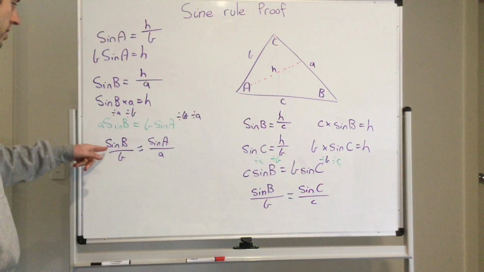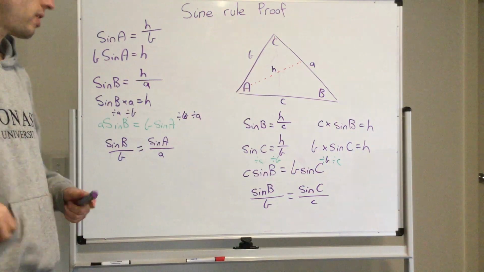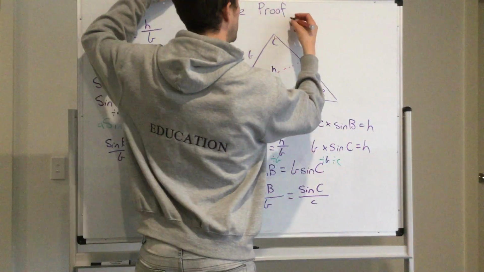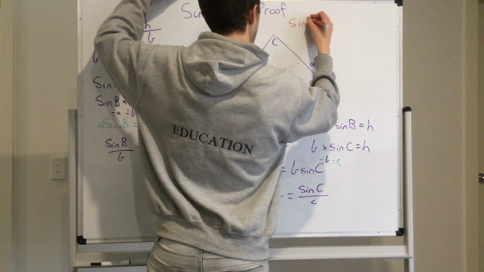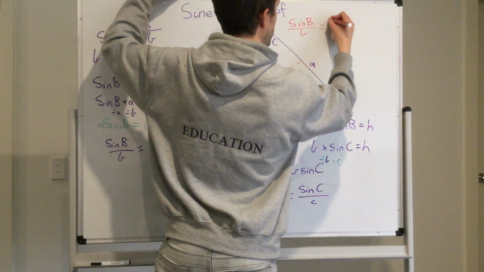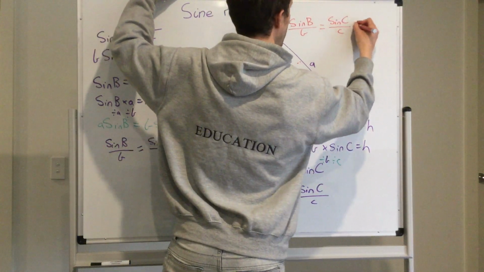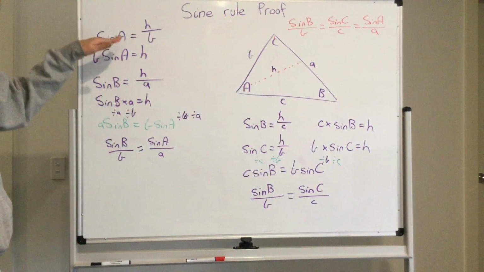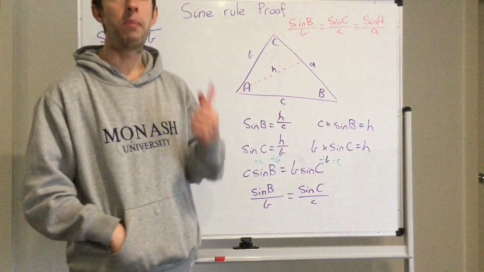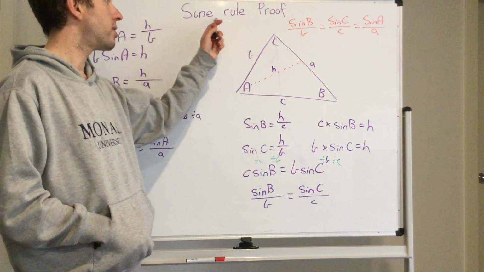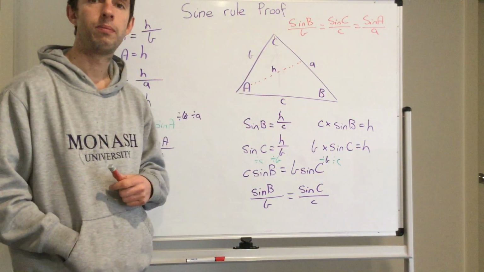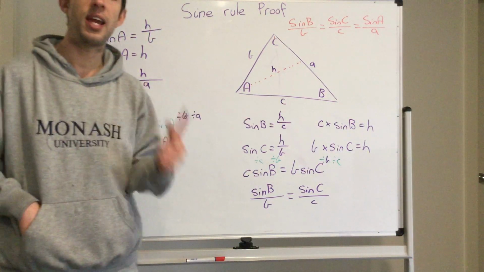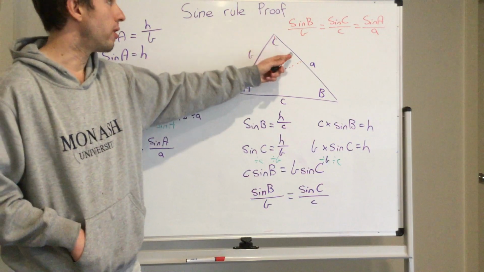Now, I've got sine B over b here. So that gives me my sine rule. My sine rule is sine B over b is equal to sine C over c is equal to sine A over a. So using our understanding of the basics of trigonometry, we have come up with the sine rule. So if you ever get stuck, go back to the basics of what you understand with trigonometry and use it to find the rule.